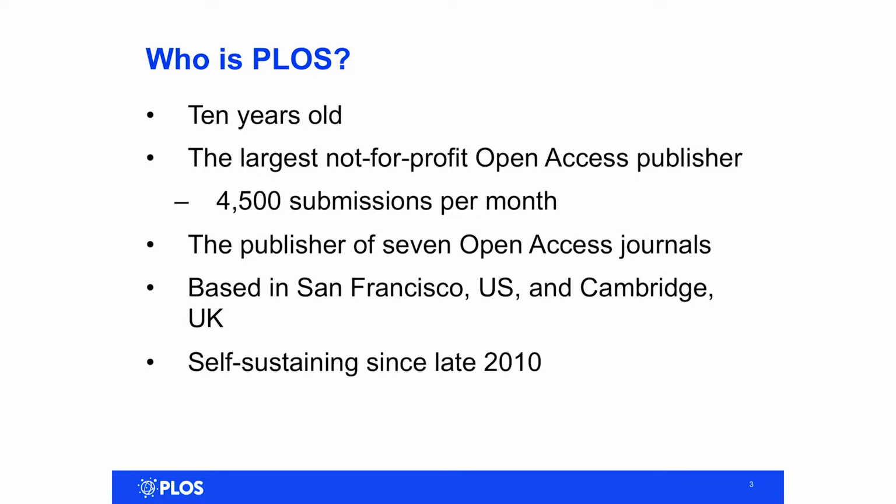Okay, so as we heard, PLOS has been publishing for 10 years. This is now our 11th year. We do get about 4,500 submissions per month. PLOS ONE alone gets about 200 submissions a day. And we have 7 journals. We're based in San Francisco, where Callie and I work, and in Cambridge, where Rachel works. And we've been self-sustaining since 2010. We're really proud of having gotten there.